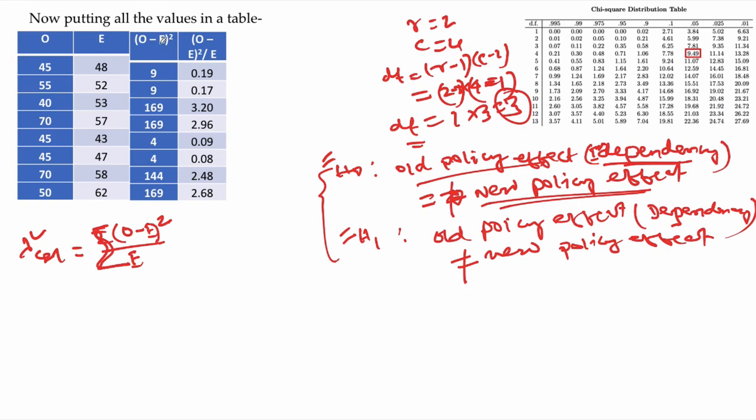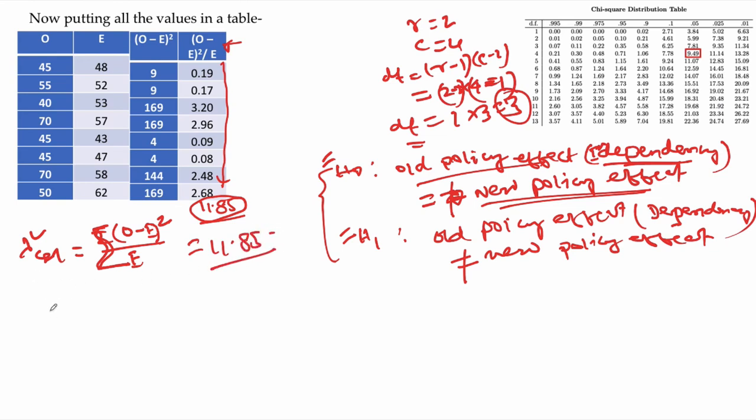So we are getting here the summation of (O minus E) square divided by E. If I take the summation, I am getting 11.85, 0.919, 0.17, 3.20, 2.96 plus 0.09 plus 0.08 plus 2.48 plus 2.68. So in total, I am getting the summation of (O minus E) square divided by E, this value. Clear? This is nothing but 11.85 together, which is the calculated value.